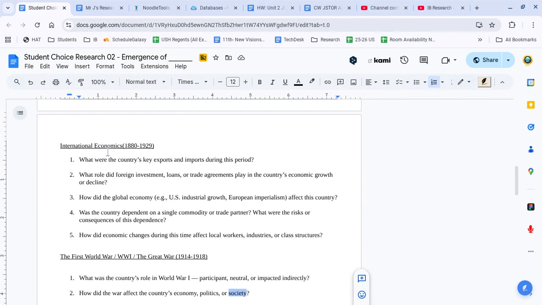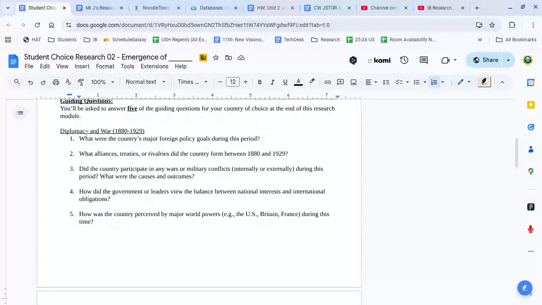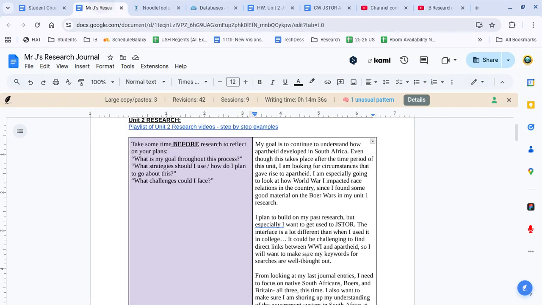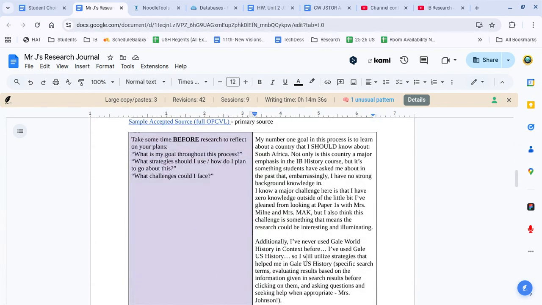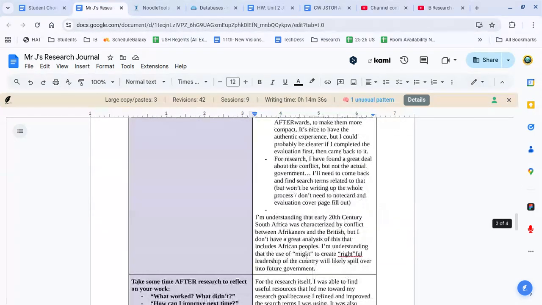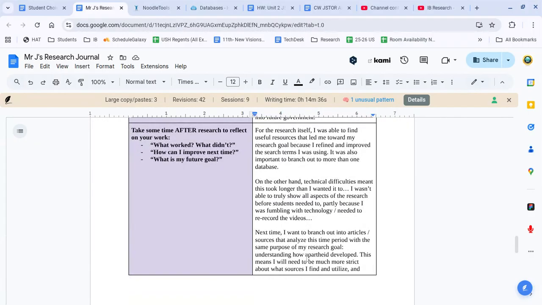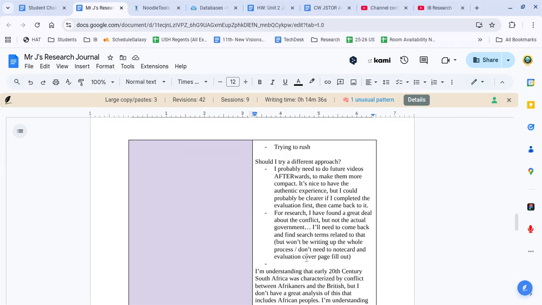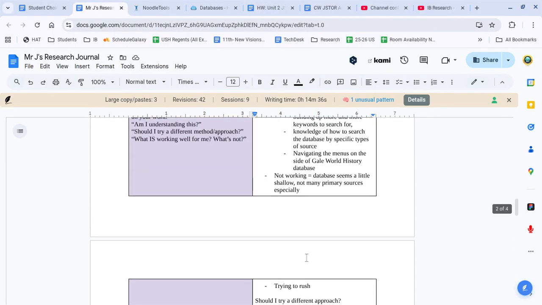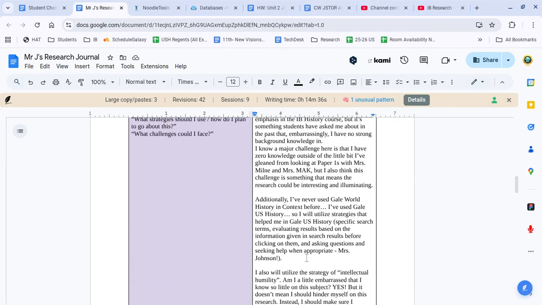I actually found a lot of resources on diplomacy and war in the Unit 1 research. So I'm not just going to use those again because you can't use the same sources again. I want to build on my past research here. So I also looked back at my past journal entries to see, okay, what was my goal at the end of the last unit research? What were some things that I tried that I didn't do well on? What were some things that I did well with?